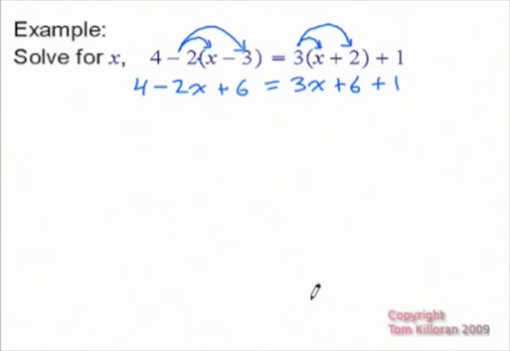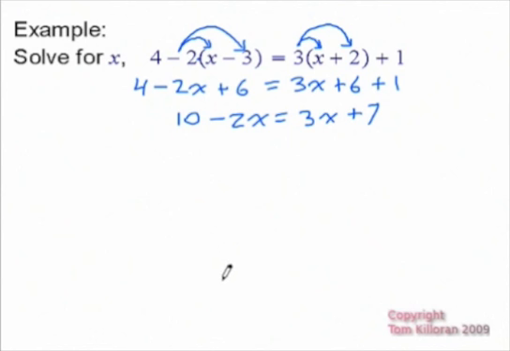Now after you get rid of parentheses, the best thing to do is to simplify your expression. So here we have a 4 and a positive 6, so that's better known as 10. So we'll have 10 minus 2x on this side. On the other side we have this 6 and this plus 1, so we'll have this 3x plus 7.